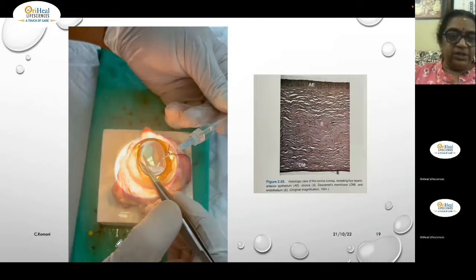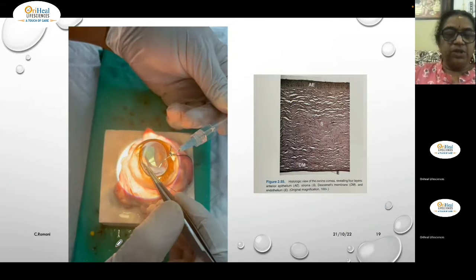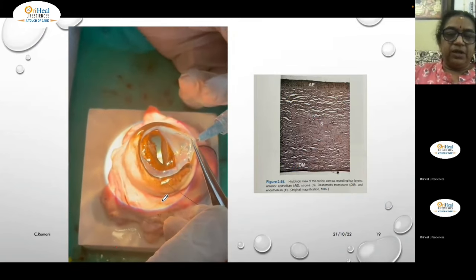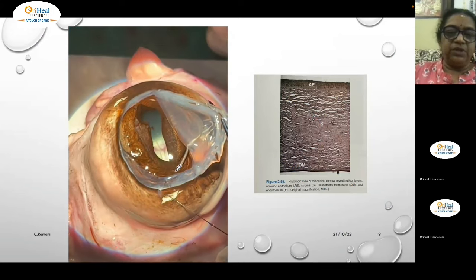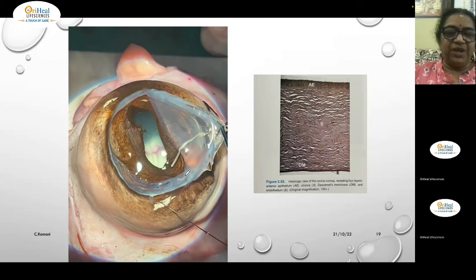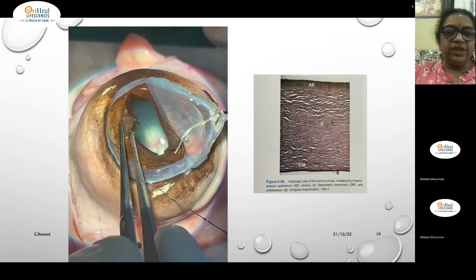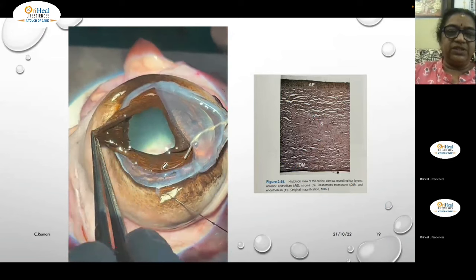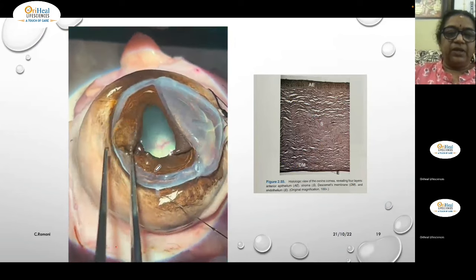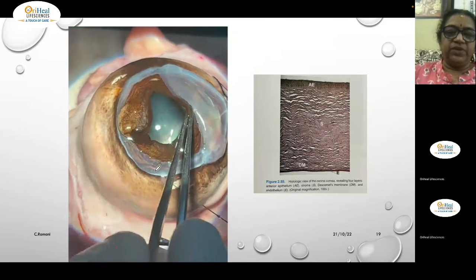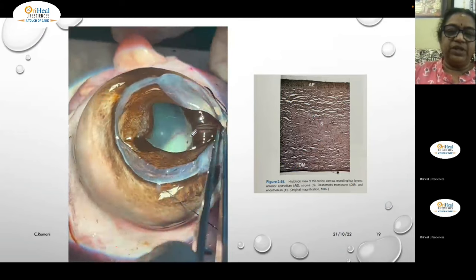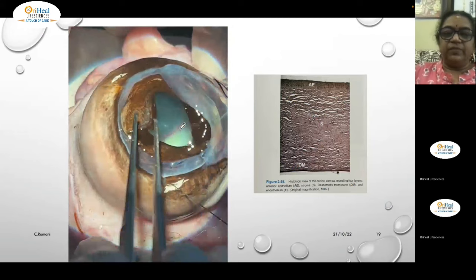Now in this eyeball dissection, you can see how thick the cornea is. I'm trying to reflect the cornea. I have injected some viscoelastic into the chamber, so that is why you are able to see a formed anterior chamber or formed eyeball. Now I'm trying to reflect the anterior most vascular structure, that is the iris. I'm just trying to reflect the other side also, so that you can see the junction between the iris and the lens.